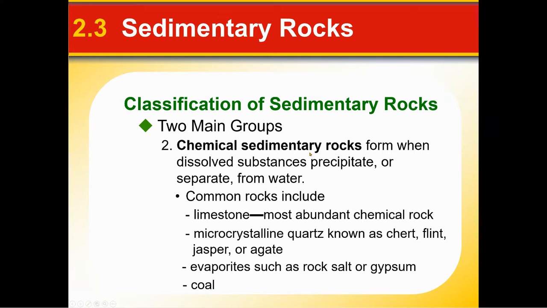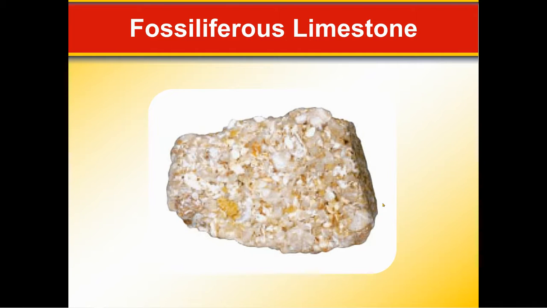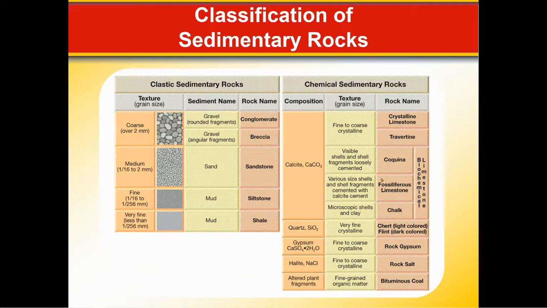The other main group is chemical sedimentary rocks. They form when dissolved substances precipitate or separate from water. Common rocks include limestone, which is the most abundant chemical rock, microcrystalline quartz, known as chert, flint, jasper, or agate, and evaporites such as rock salt, gypsum, or coal. One example is fossiliferous limestone. This is a piece of limestone made out of bits of shells of old sea creatures. Therefore, because of the fossils, it's fossiliferous limestone.